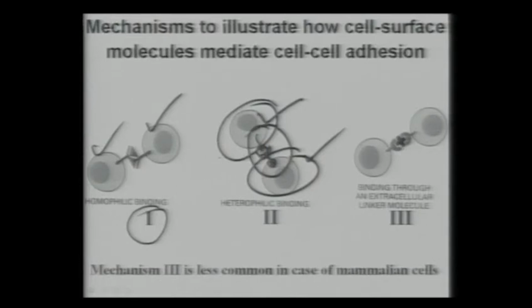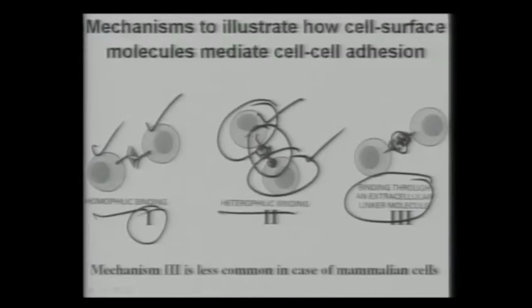The third one is binding through an extracellular linker molecule, like two surface proteins which are coming together, but they are not capable of binding to each other as such. This binding is essentially mediated by a molecule from the extracellular matrix. So this binding here is mediated by the extracellular matrix molecule. These are homophilic binding, heterophilic binding, and binding through an extracellular linker molecule.